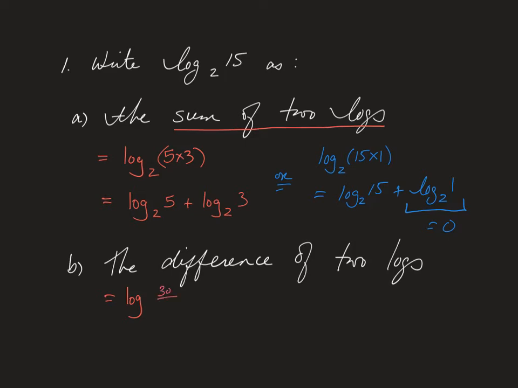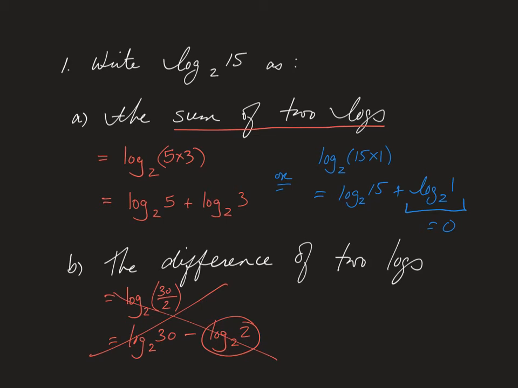And view 15 as 30 divided by 2. That works really well. And now I have division inside my log, which means I can subtract. But you guys can see the problem that we've now faced with that second log. It can be evaluated to a value of 1. Therefore, we would not accept that solution.